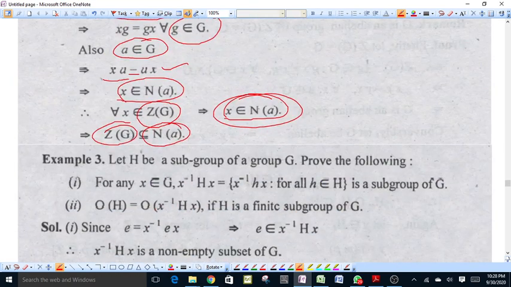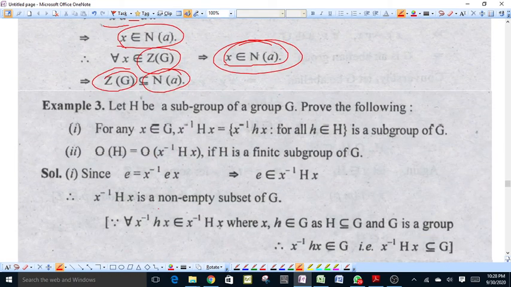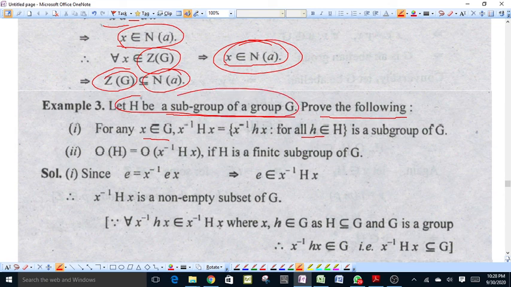Now, see this example. Let H be a subgroup of a group G, then we have to prove the following: for any x element of G, x inverse Hx is equal to the set of x inverse hx for all small h element of H is a subgroup of G. We have given H be a subgroup of G. We have to prove that x inverse Hx is also a subgroup of G, and order of H is equal to order of x inverse Hx if H is a finite subgroup of G, because identity element can be written as x inverse Ex.